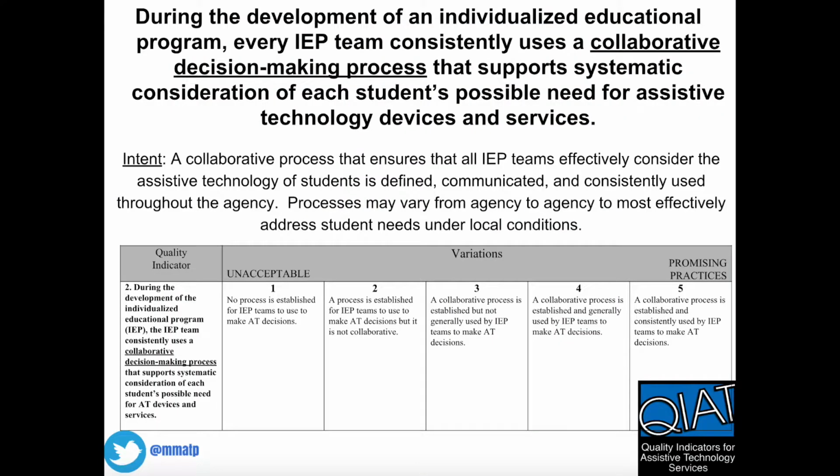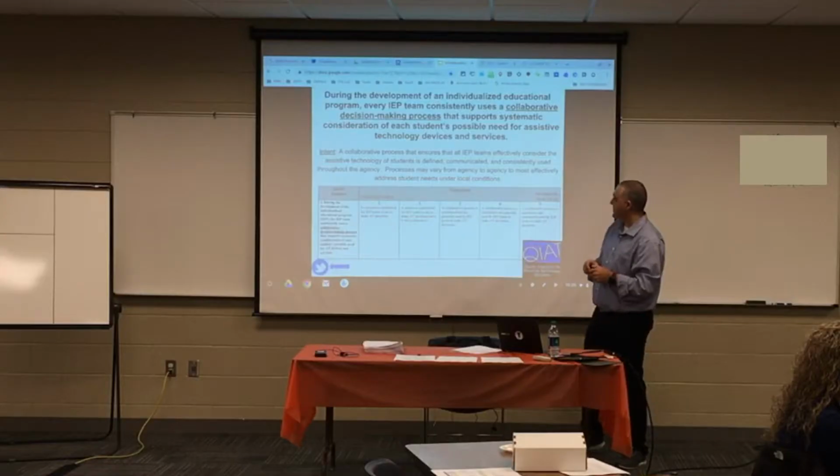During the development of the IEP, the team consistently uses a collaborative decision-making process that supports systematic consideration of each student's possible need for AT devices and services.